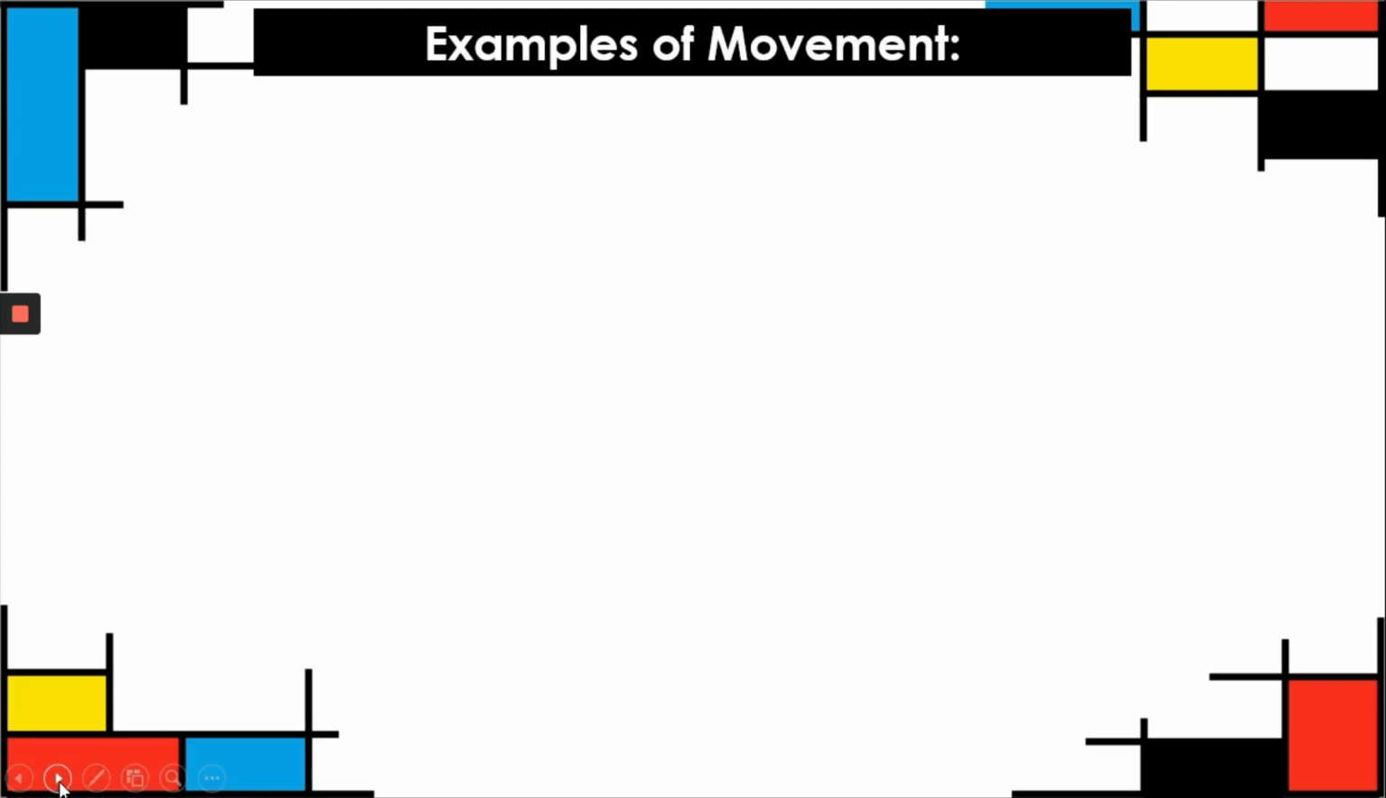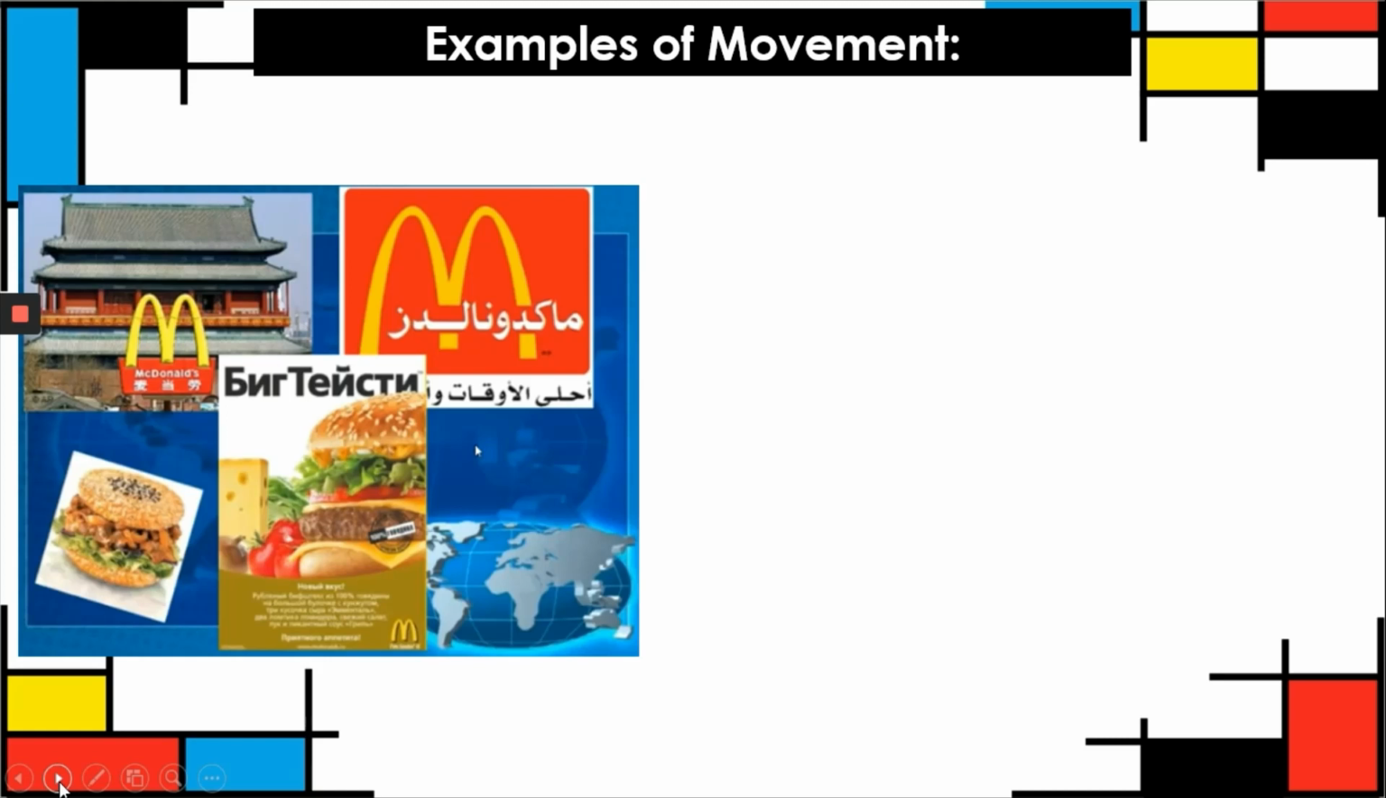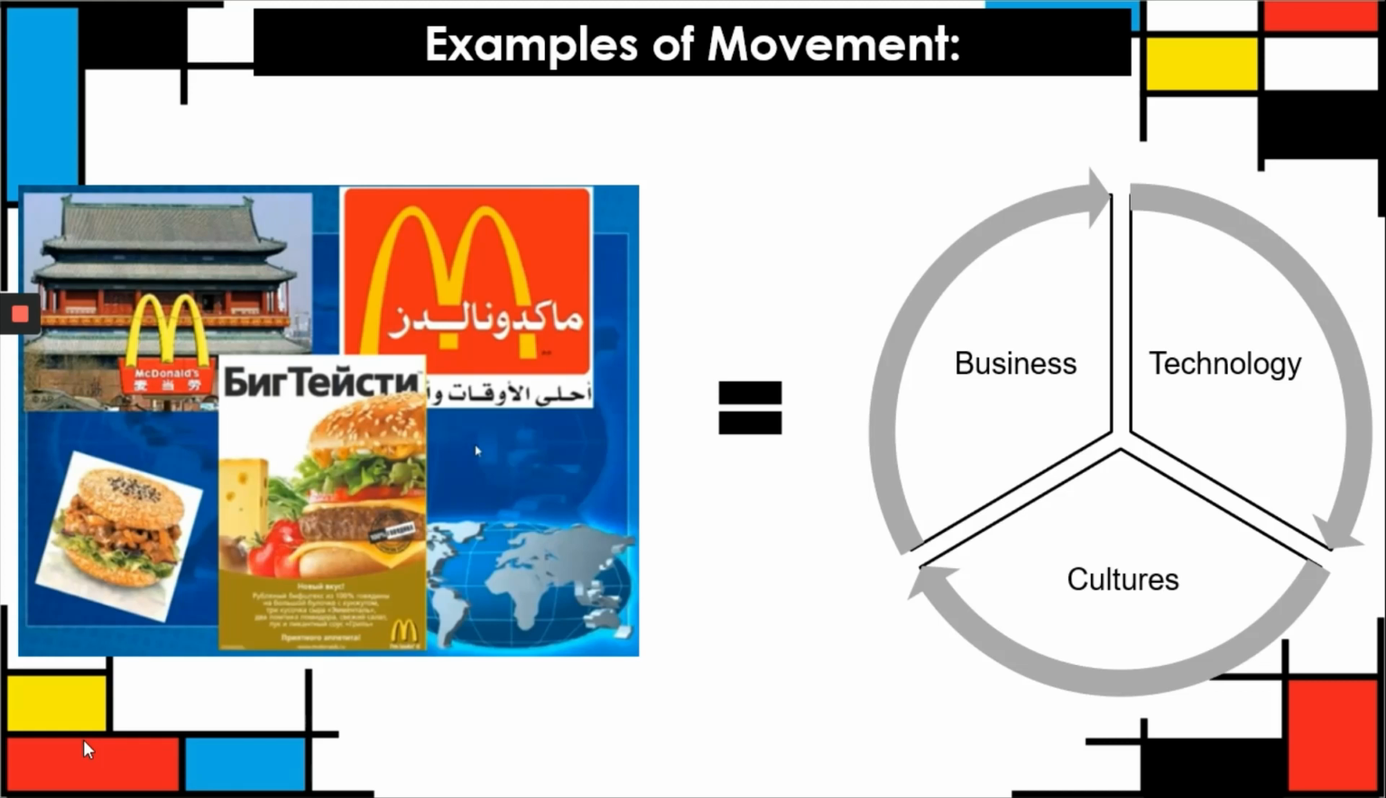Okay, so more examples of globalization. McDonald's, for example, there's a McDonald's in China, there's a McDonald's in the Middle East, there's a McDonald's in Russia, in Europe, okay? McDonald's is another example of globalization. So, what does this mean? This means that globalization is a mixture of business, technology, and cultures.